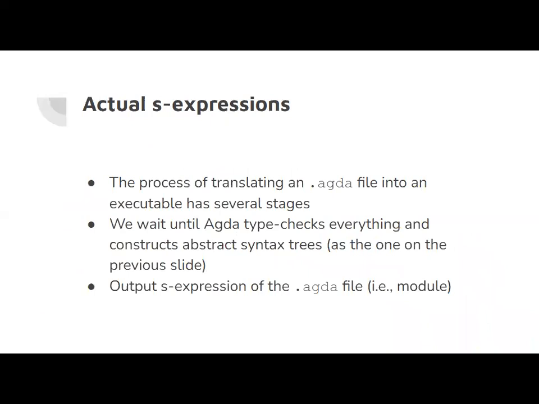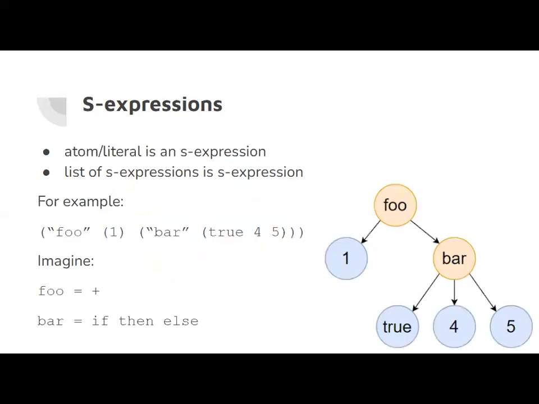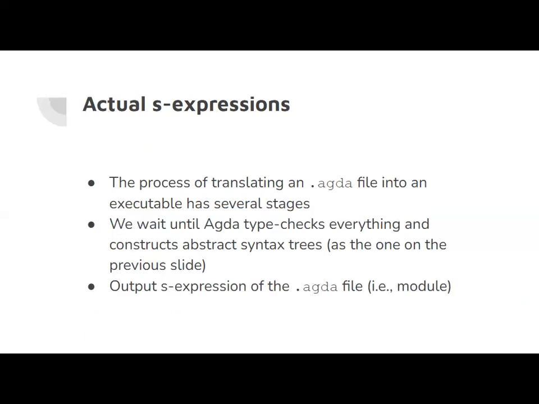And our actual S-expressions are the S-expressions that belong to a single Agda file. So we take a single Agda file, actually a module, and then translate it to S-expression. This is done in several stages. When Agda is compiling and understanding what is in the source code, we wait until everything is type checked so that we know that everything is okay, and then construct abstract syntax trees, like the one on the previous slide. And then from tree to S-expression, there is a really short path, as you can imagine, and at that point S-expressions are created.